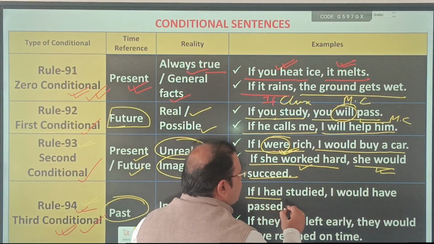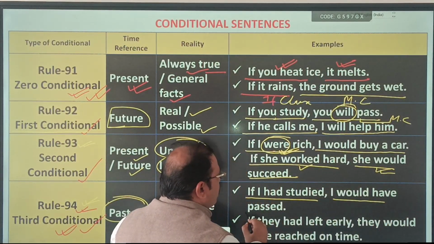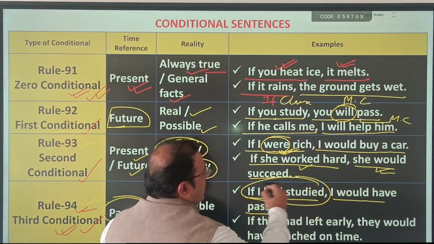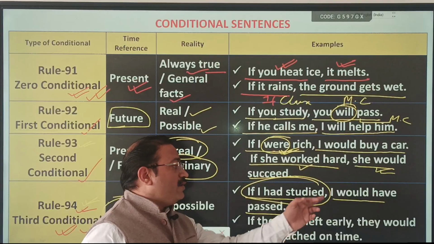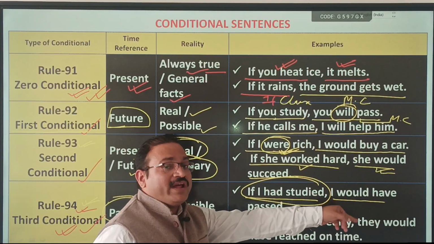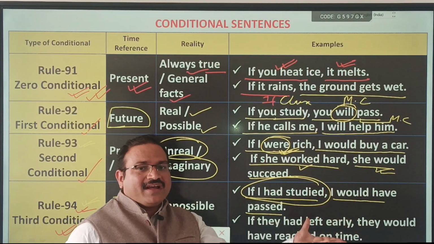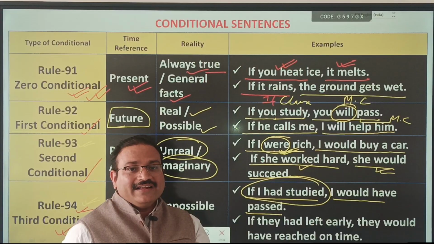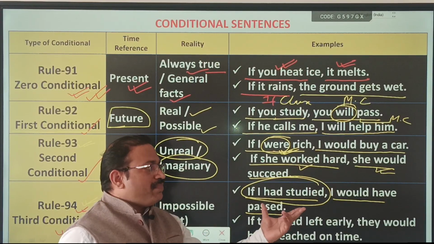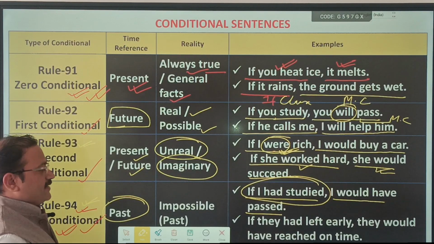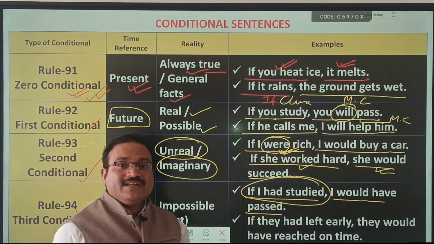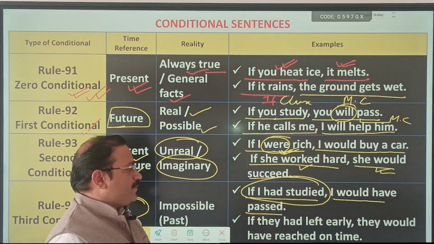इफ आई हैड स्टडीड आई वुड हैव पास्ट. सी द पास्ट, आई हैड स्टडीड, टाइम हैज पास्ट, कैन नॉट कम बैक. व्हाट आई वुड हैव डन? आई वुड हैव पास्ट. पढ़ा नहीं तो पास नहीं किया, अब तो समय बीत गया. तो पास्ट को रेफर करने के लिए वी यूज थर्ड कंडीशनल सेंटेंस, थर्ड कंडीशनल टाइप ऑफ सेंटेंस.